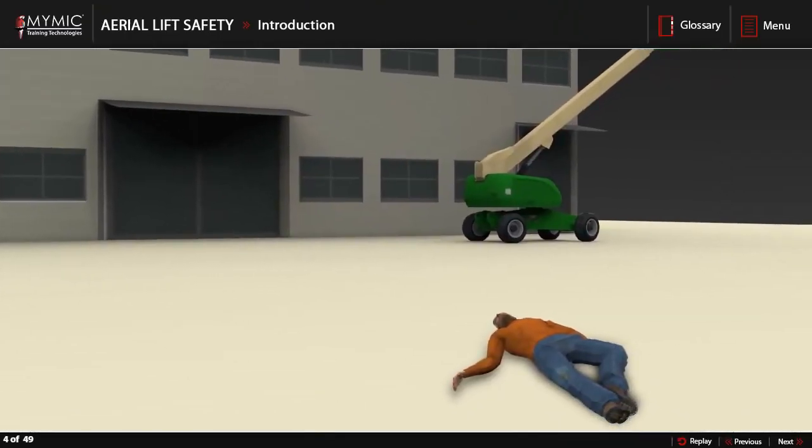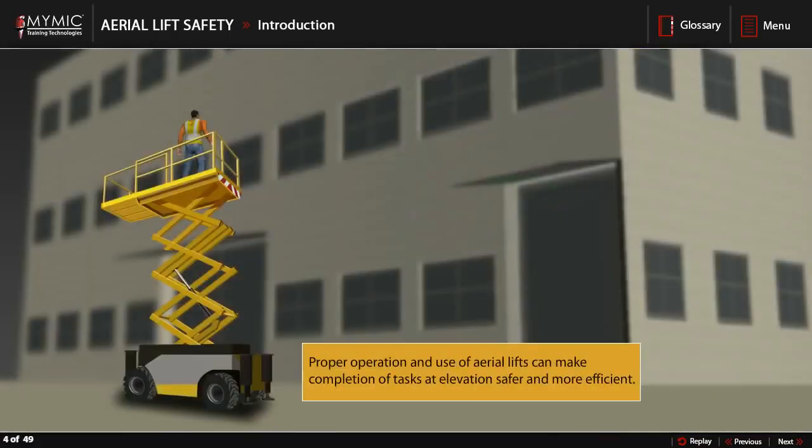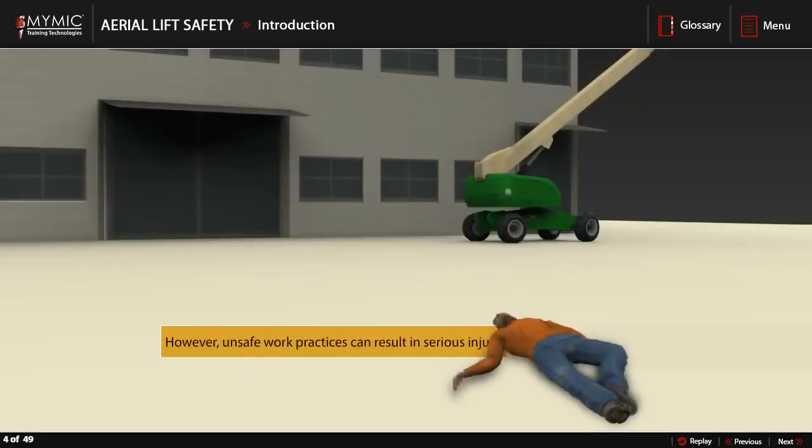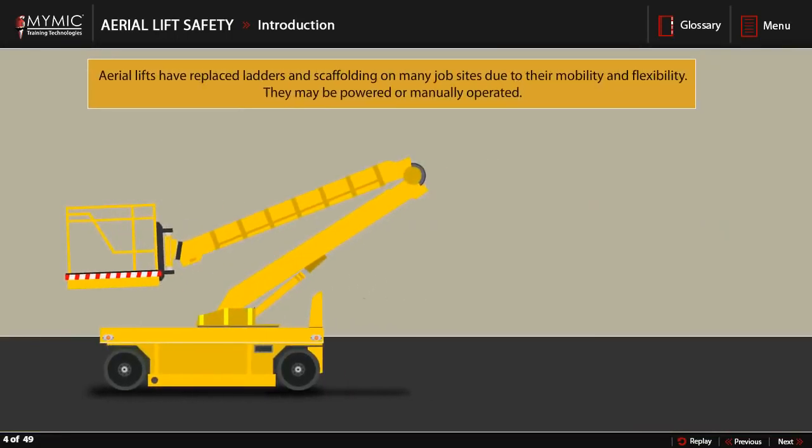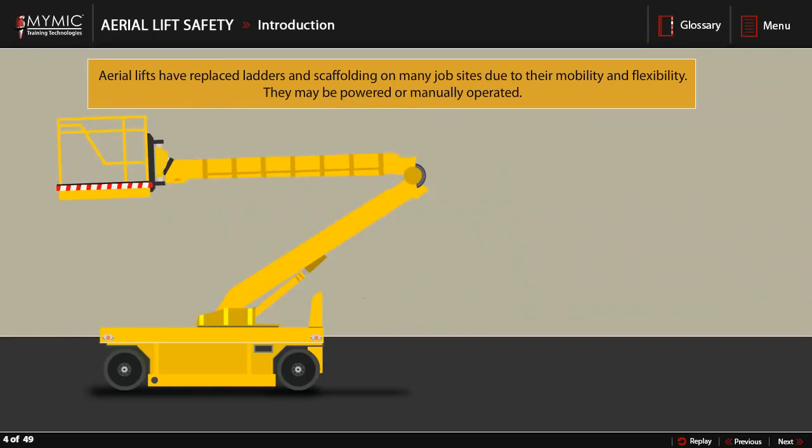Many workers are injured or killed on aerial lifts every year. Proper operation and use of aerial lifts can make completion of tasks at elevation safer and more efficient. However, unsafe work practices can result in serious injury. Aerial lifts have replaced ladders and scaffolding on many job sites due to their mobility and flexibility.